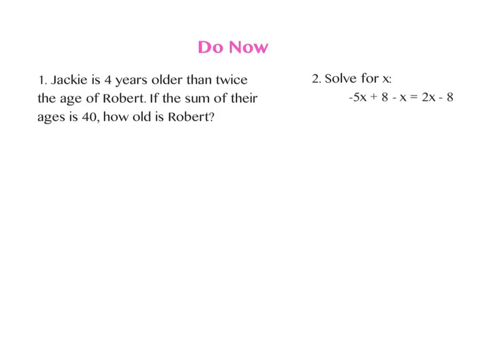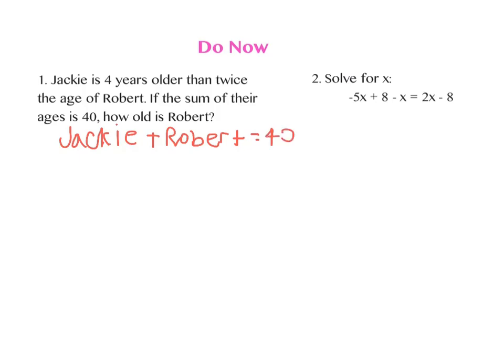So this question is saying that the sum of their ages is 40. How old is Robert? Well, automatically I know the sum means to add. So this is saying that Jackie's age plus Robert's age has to equal 40.